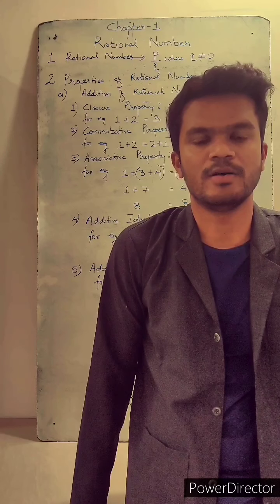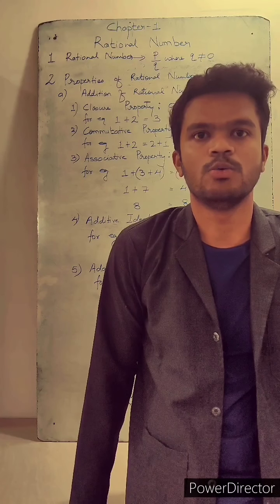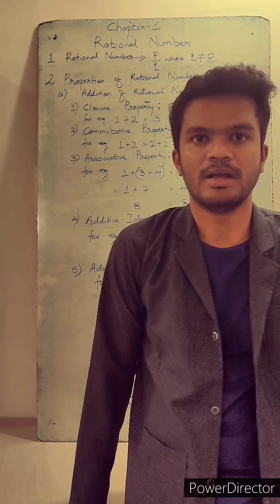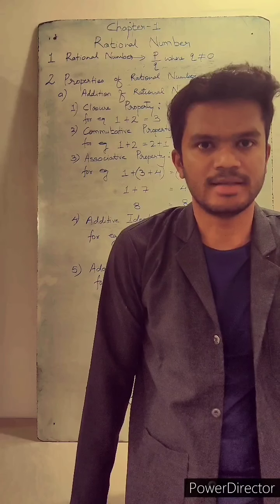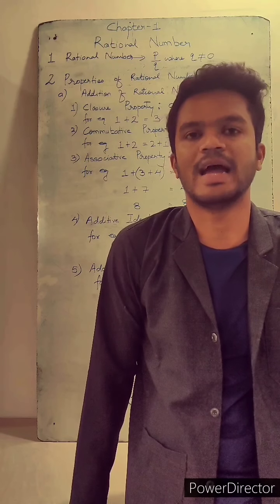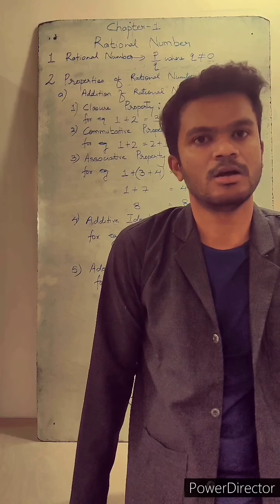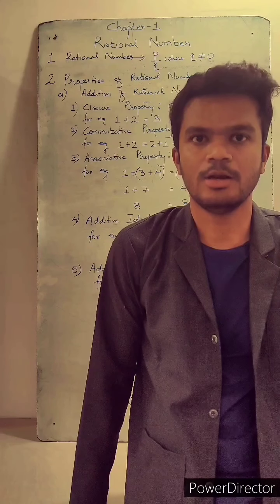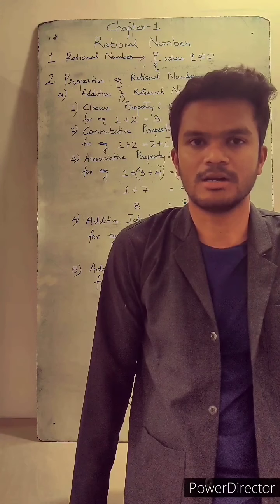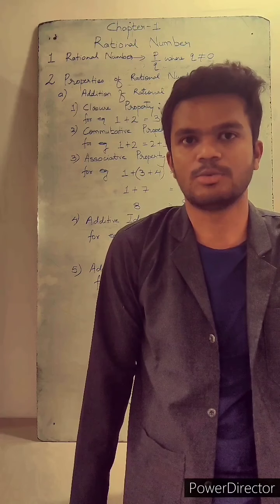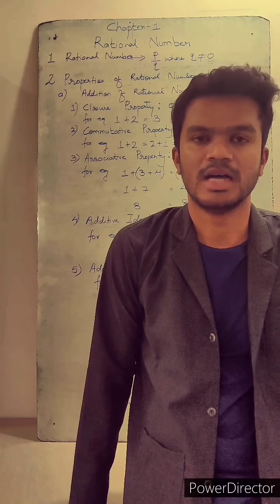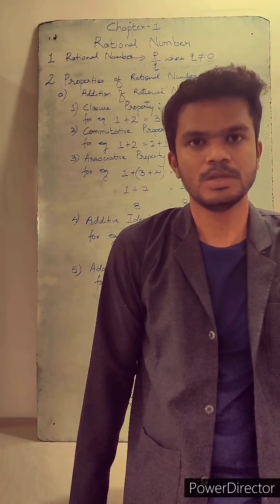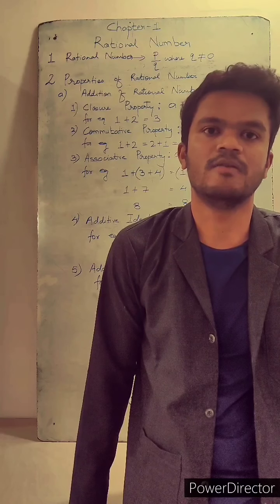The second property is commutative property. It states that when two rational numbers are added, their addition is independent of their order. The third property is associative property. It states that when 3 or more numbers are added, their addition is independent of their order of addition. The fourth property is additive identity. When 0 is added to any rational number, the rational number remains unchanged. And the last property is additive inverse. If the sum of two rational numbers is 0, then both numbers are additive inverses of each other.